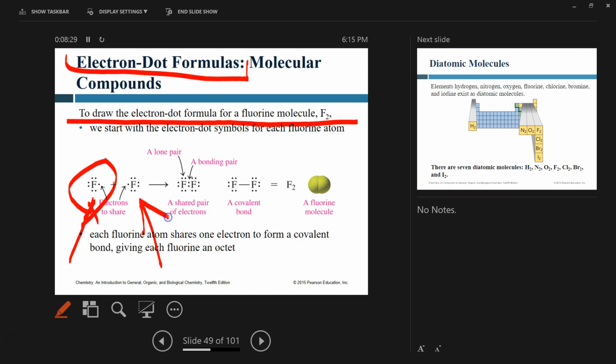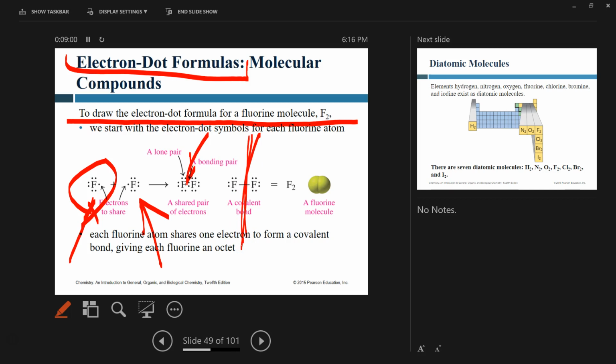7 dots here. Okay? So how many electrons does each fluorine need to achieve the octet? Just one, to achieve the perfect configuration. So each fluorine will, quote unquote, donate one electron, and they will form that bond. Okay, I cross it here. Okay, does that make sense?